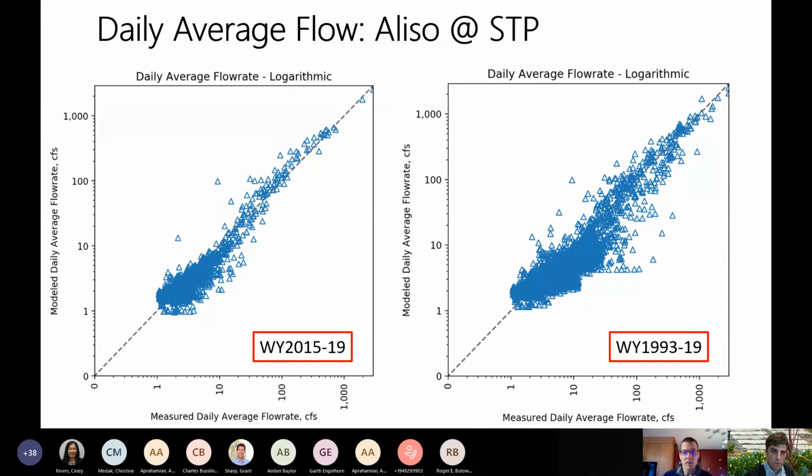This is a comparison of the simulation time that we use for model calibration on the left-hand side, which goes from October 1st, 2014 through May 20th, 2019. And then on the right-hand side, it is a longer simulation going from October 1st, 1993 to May 20th, 2019. You see some more triangles appearing to the right or below the one-to-one line in the right-hand panel. And that means the model would be underrepresenting the flows.